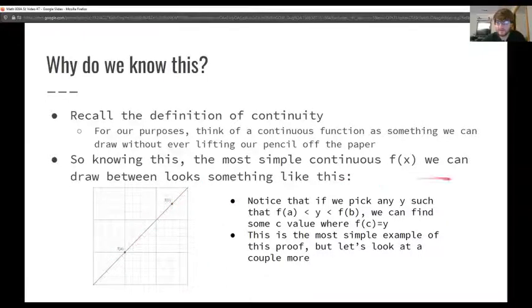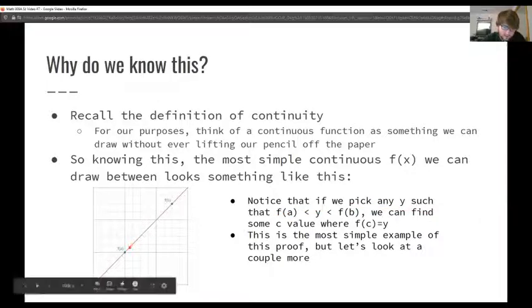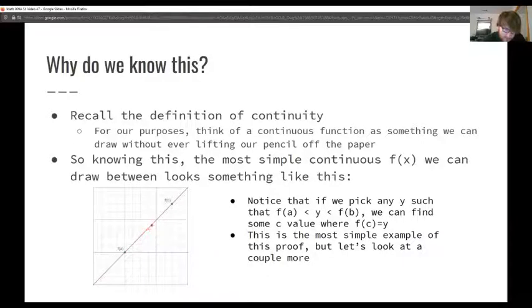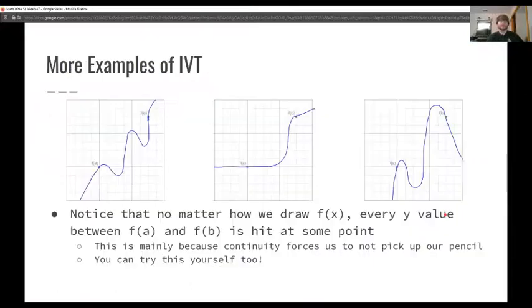And we notice that if we pick any y that's between f(a) and f(b), then for some c value, f(c) is going to equal y, no matter what. Because we never lift our pencil off the paper, we're drawing this line between the two. So that means we have to touch every y point between them at least once. So this is the most simple example of the proof, but let's look at a couple more real quick.